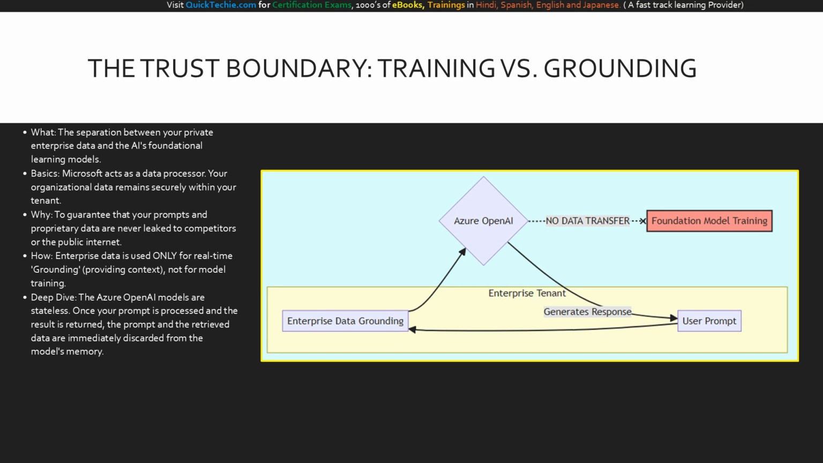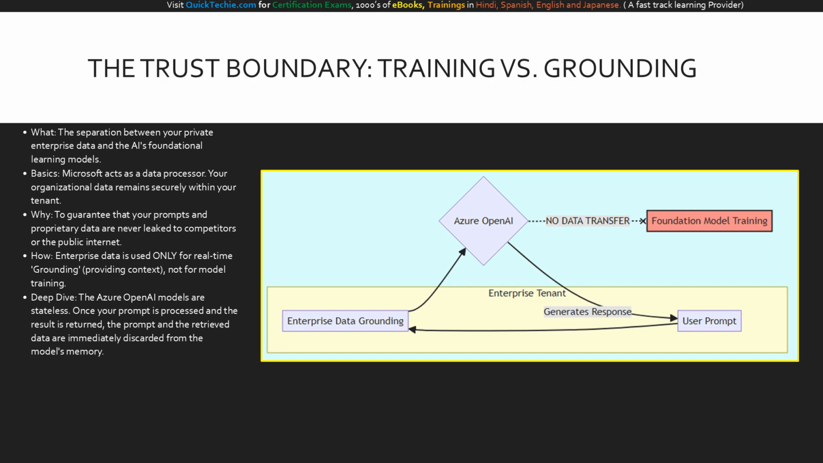A major concern with generative AI is whether your private data will be absorbed by the AI and accidentally spat out to a competitor. We solve this through a strict enterprise trust boundary. The basic concept is that Microsoft acts strictly as a data processor. Your data stays in your tenant. Why is this vital? It guarantees that your intellectual property is never leaked. How do we achieve this technically?